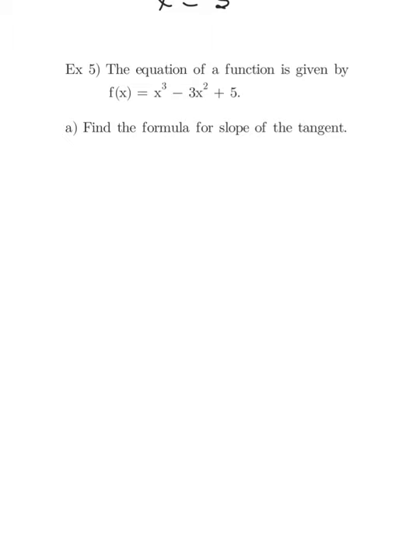On example 5, the equation of a function is given by f of x equals x cubed minus 3x squared plus 5. Question A says to find the formula for slope of the tangent. Anytime you see the phrase slope of a tangent, that's telling you you need to find the derivative. So we're going to find the derivative of our function.